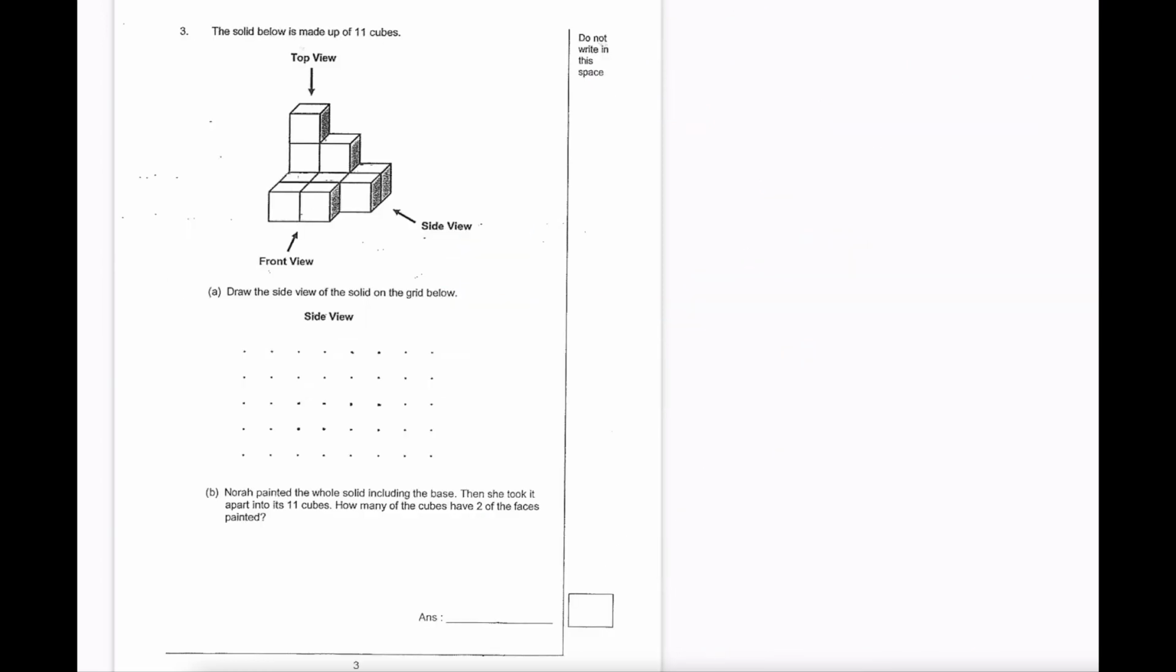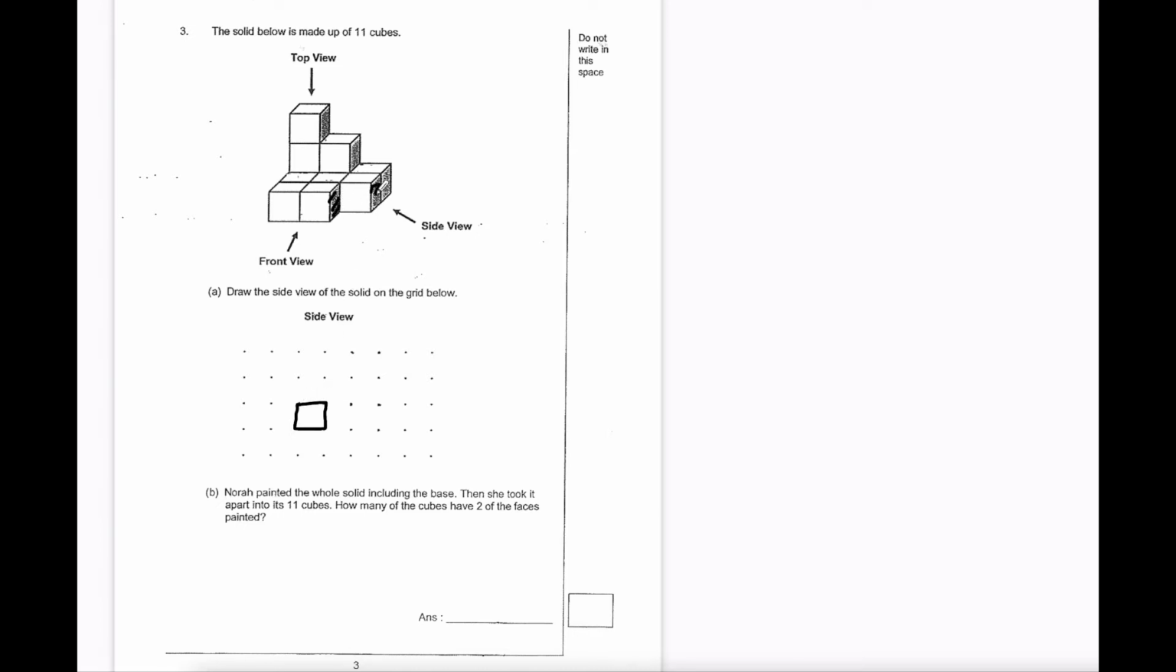Question 3, the solid below is made up of 11 cubes. Okay, so the 11 are here and it's arranged this way. Draw the side view of the solid on the grid below. So this is the side view. Okay, if we were to turn our heads and be here, we realize that there's one box here. Okay, so we're drawing this box.